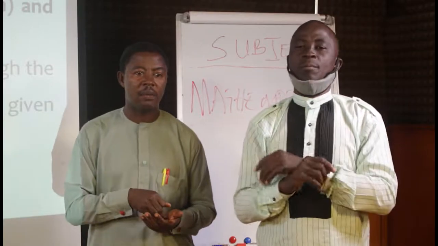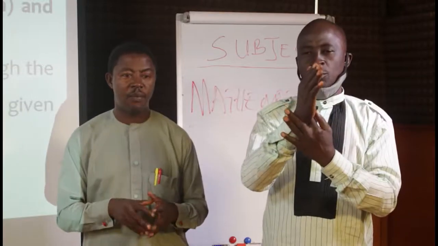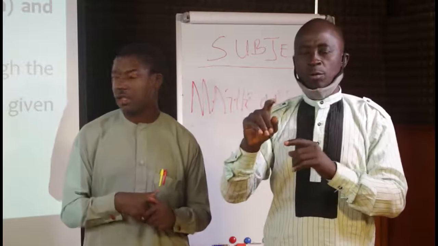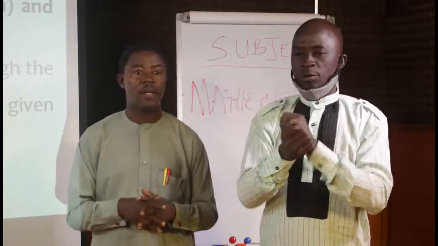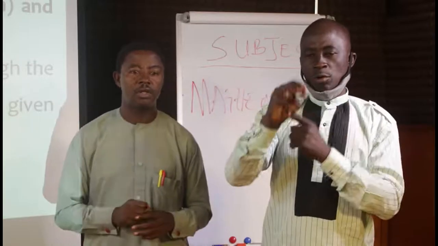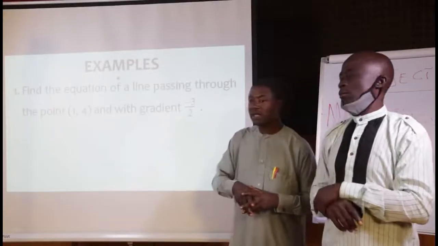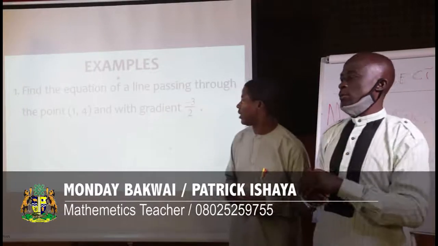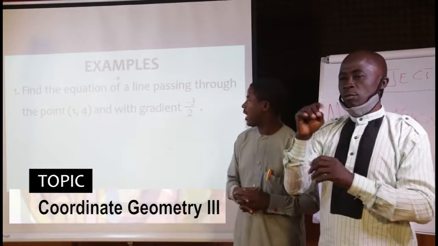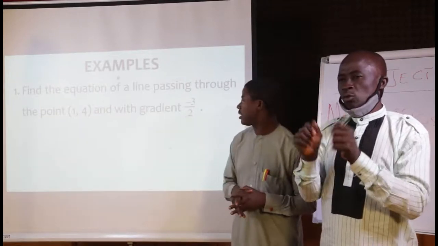You know our m is the gradient and it passes through a point (x1, y1). So the equation is transformed to y minus y1 equals m into x minus x1. Now let's cite examples so that we can find the equation of a line passing through a given point and with gradient given.